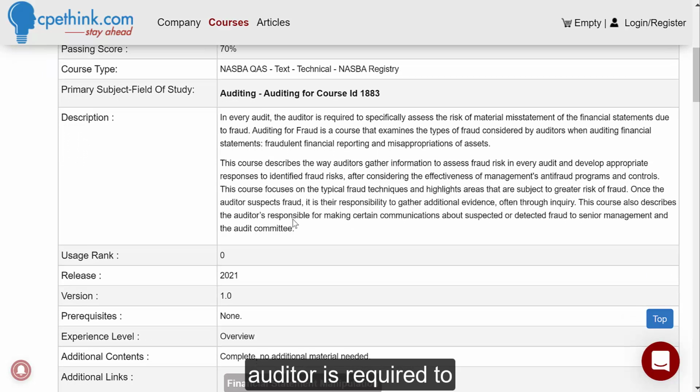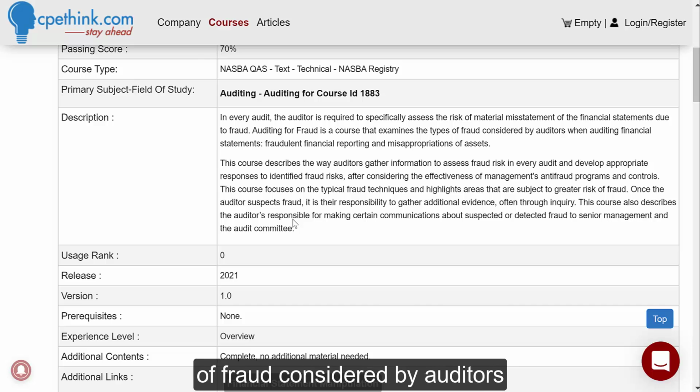In every audit, the auditor is required to specifically assess the risk of material misstatement of the financial statements due to fraud. Auditing for Fraud is a course that examines the types of fraud considered by auditors when auditing financial statements, fraudulent financial reporting, and misappropriation of assets. This course describes the way auditors gather information to assess fraud risk in every audit and develop appropriate responses to identify fraud risk, after considering the effectiveness of management's anti-fraud programs and controls. The course focuses on the typical fraud techniques and highlights areas that are subject to greater risk of fraud.